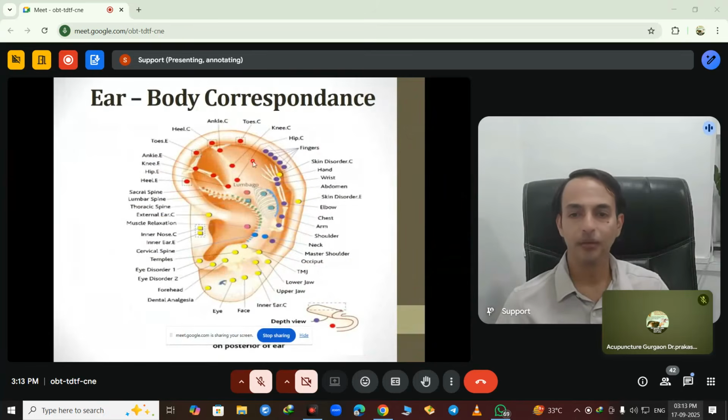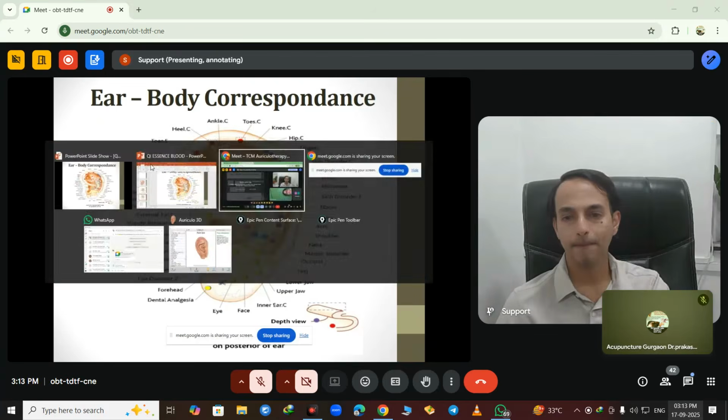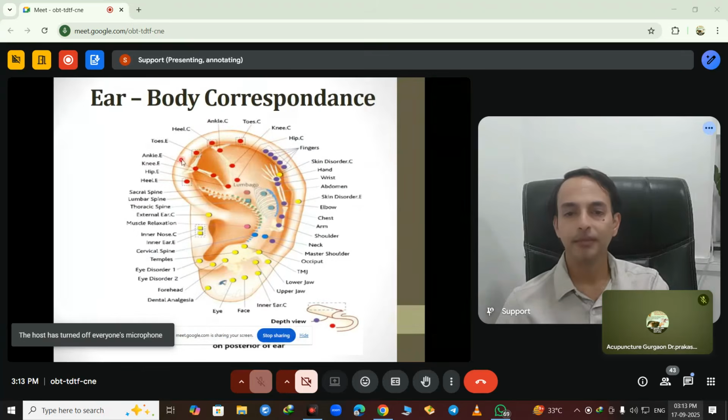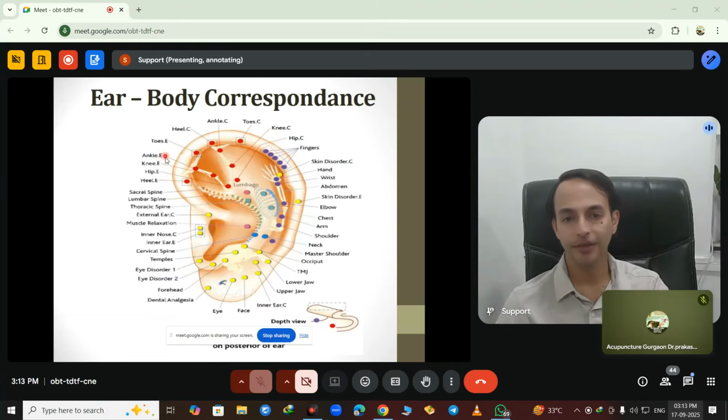See this. If you read the names of the areas like this one, Ni.C, C for Chinese map. If you see the knee, it is for Chinese, and other knee is for E for European. Knee.E, hip.E, heel.E. कल किसी ने पूछा था कि heel के पॉइंट्स कौन से होंगे, तो you get the points here. Toes.E.